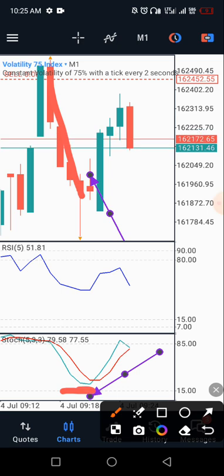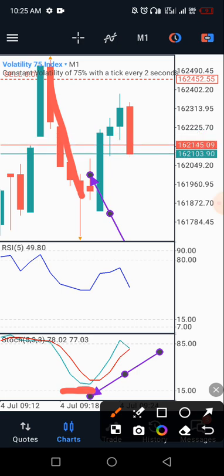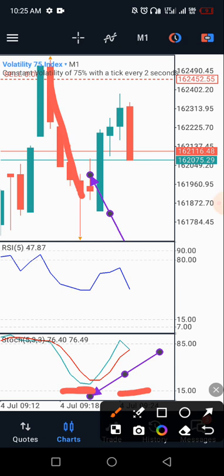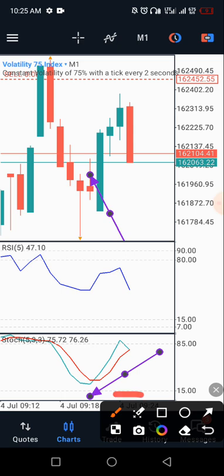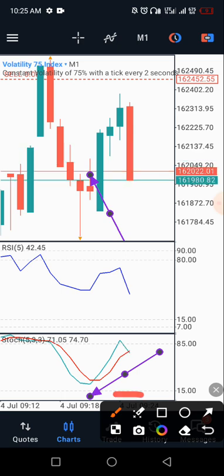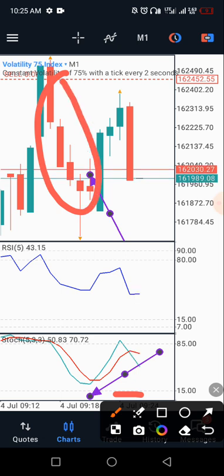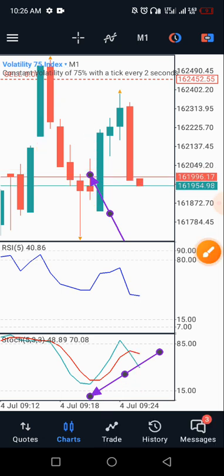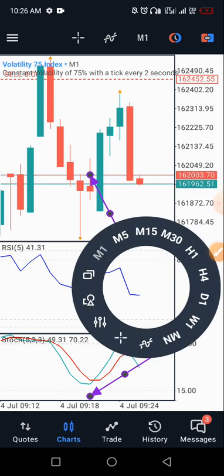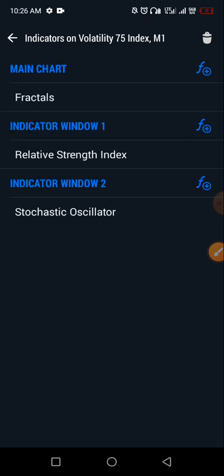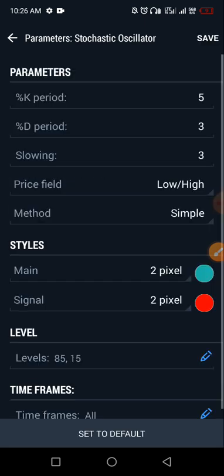Price can either get to this level here or not get to it. So you can decide whether you want price to get to this level or you want to take your profit after 5 candles have formed. Now we are going to add the stochastic indicator to our chart to see how we can use it, and then I'm going to show us how to make use of this strategy.